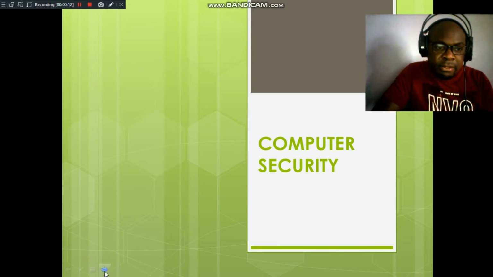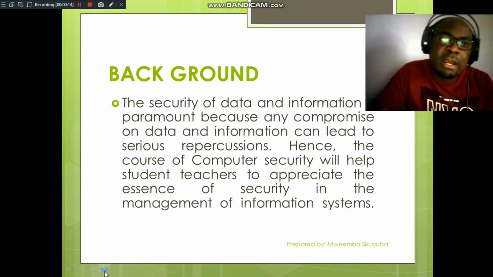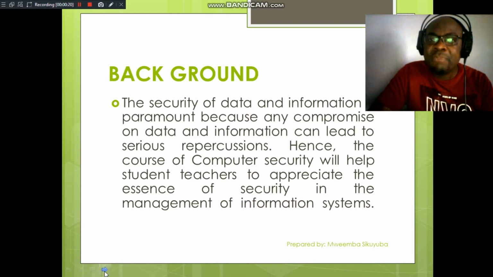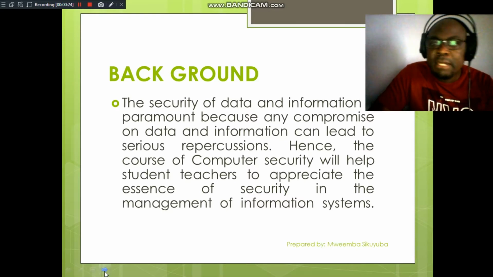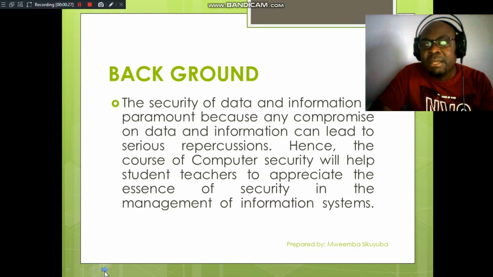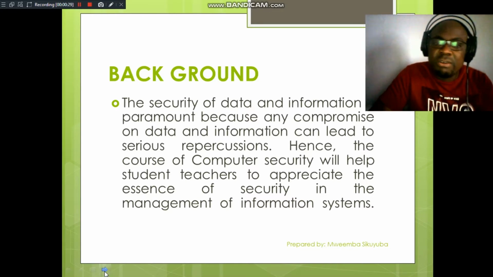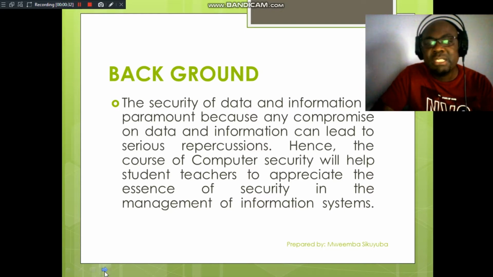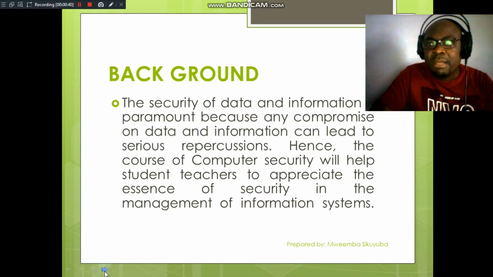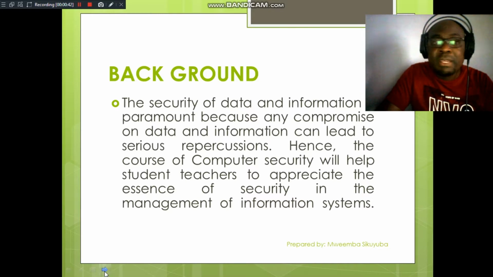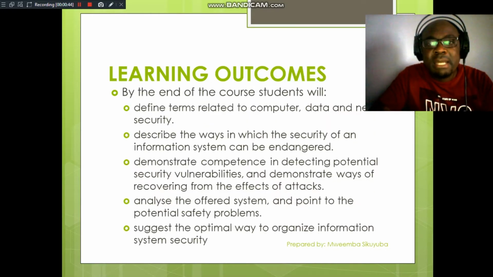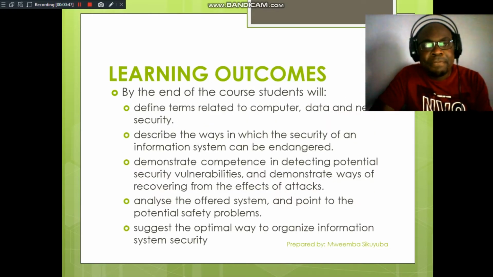First and foremost, the background to this course is that the security of data and information is paramount, because any compromise on data and information can lead to serious repercussions. Hence, this course on computer security will help student teachers to appreciate the essence of security in the management of information systems. It is against this background that we developed these learning outcomes.